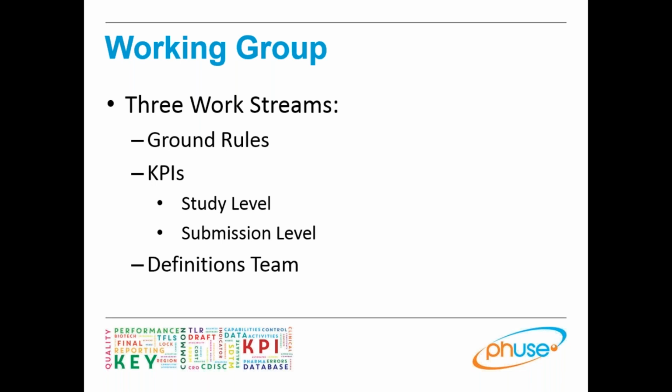So we split the working group into 3 streams. One was to concentrate on the ground rules and the documentation with regards to frequently asked questions and those rules. We then had KPIs being established both at the study level and the submission level. So those 2 teams did actually work in isolation at one point and then came back together to discuss things, because there was a lot of overlap in some of the metrics that were being discussed. And then we also had a definitions team as well. So they were working closely with the other groups to look at what the KPIs were that were being established, to understand what definitions needed to be put in place, or what needed to be researched that was already out there.